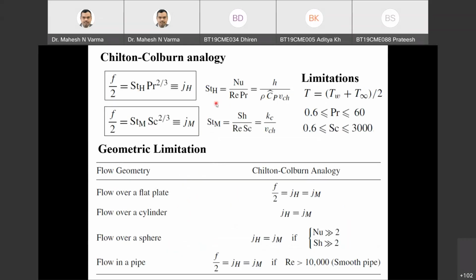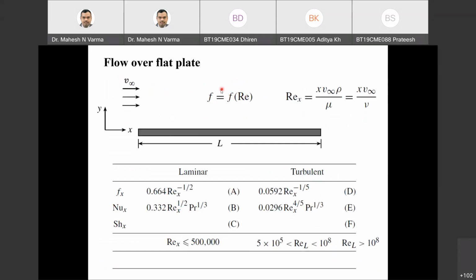So what is the Chilton-Colburn analogy? First of all, F by 2 equals Stanton number into Prandtl number raised to 2 by 3, and Stanton number is Nusselt number divided by Reynolds number into Prandtl number. If I put it here, it will be Nusselt number divided by Reynolds number and Prandtl number raised to 1 by 3, and that will be equal to F by 2. You substitute this here, and F by 2 equals this. Now you can substitute it here, and you can get this equation. Combine this and this.